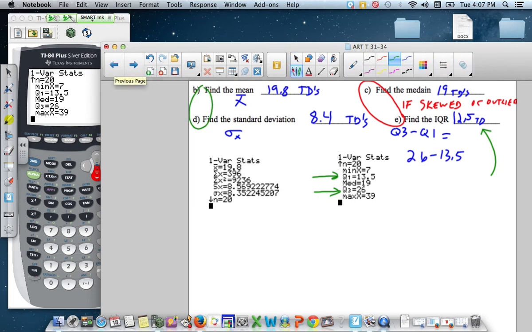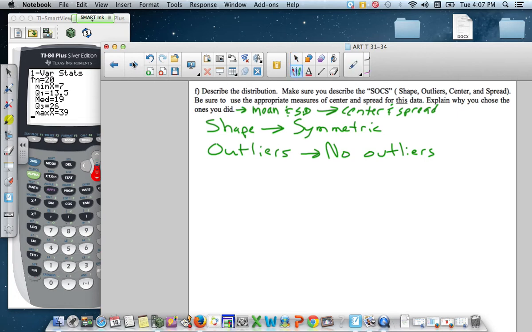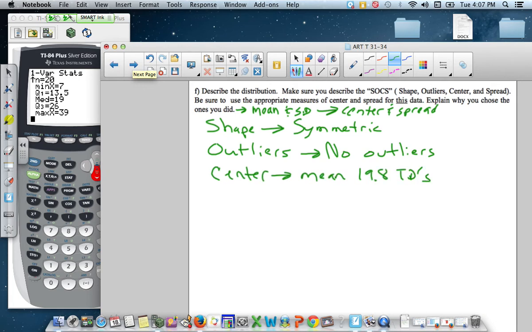So I just look at those. The mean is 19.8 and the standard deviation is 8.4. So when I describe my center, I will just say it has a mean of 19.8 touchdowns. And when I describe the spread, I will just say that the standard deviation is 8.4 touchdowns.